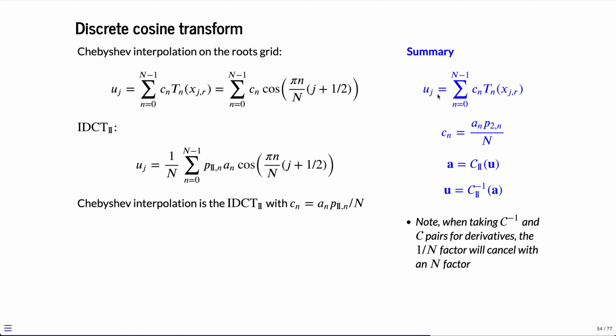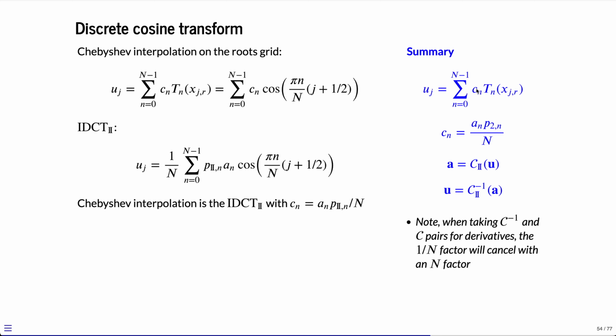So again, on the grid, we know u and x, and we can solve this equation for c so that we can then evaluate this equation everywhere. At least that's what we're doing for interpolation. We'll do something a little different for solving PDEs.